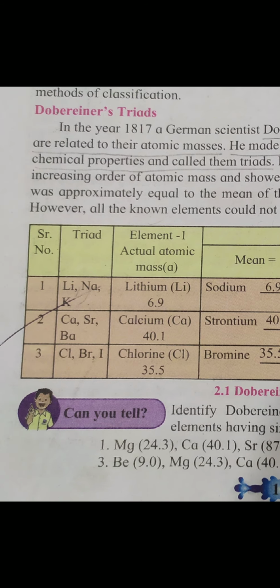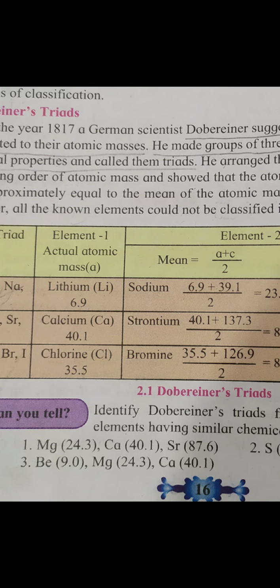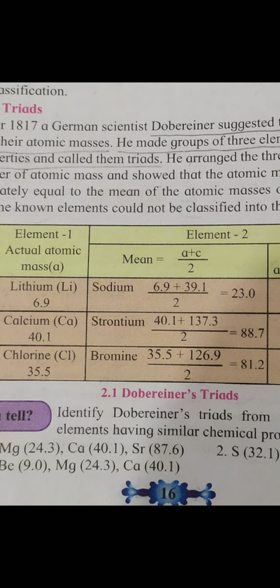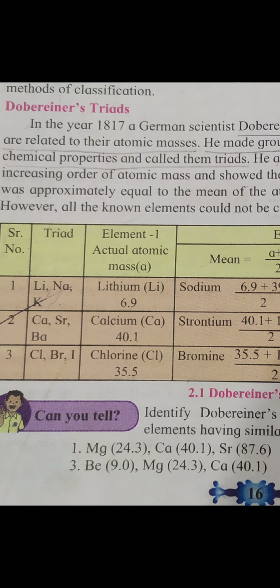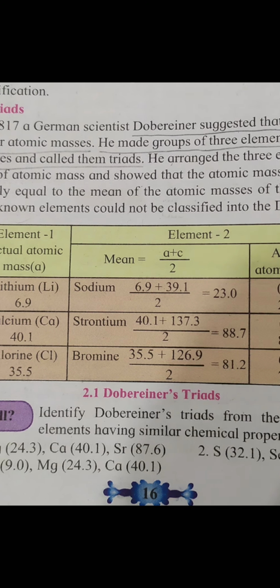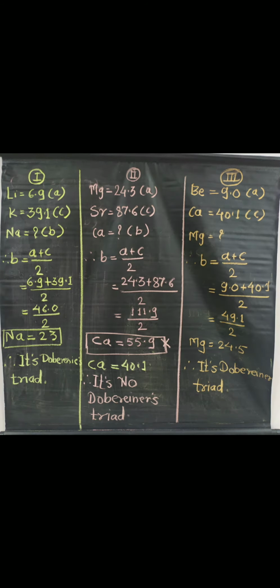For explaining this law, Dobereiner gave us examples of triads that are given in table number 2.1. So see table number 2.1. First example, lithium, sodium and potassium. See what is the atomic mass of lithium. Atomic mass of lithium is 6.9. Then atomic mass of potassium is 39.1.